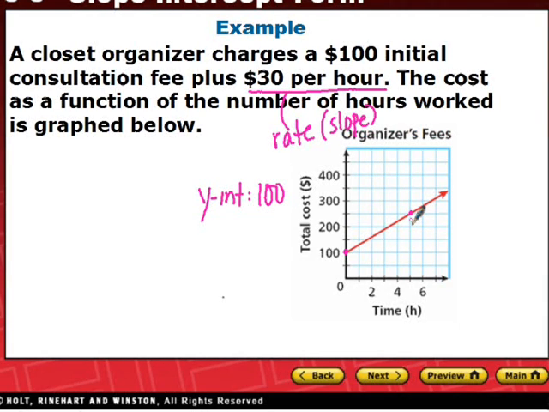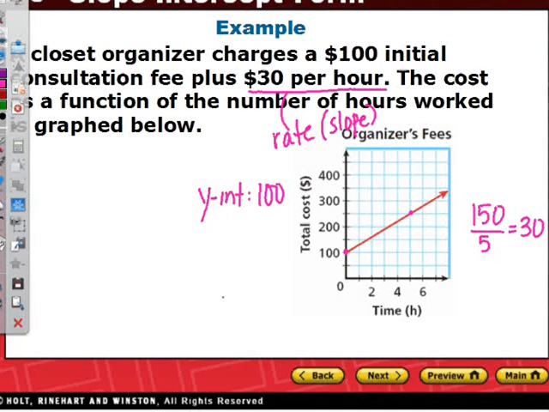250 minus 100 is 150. 5 minus 0 is 5. 150 over 5 is 30. Okay. And so now we can look at what the question actually is here, which is, hold on, let's cover some of this up here.